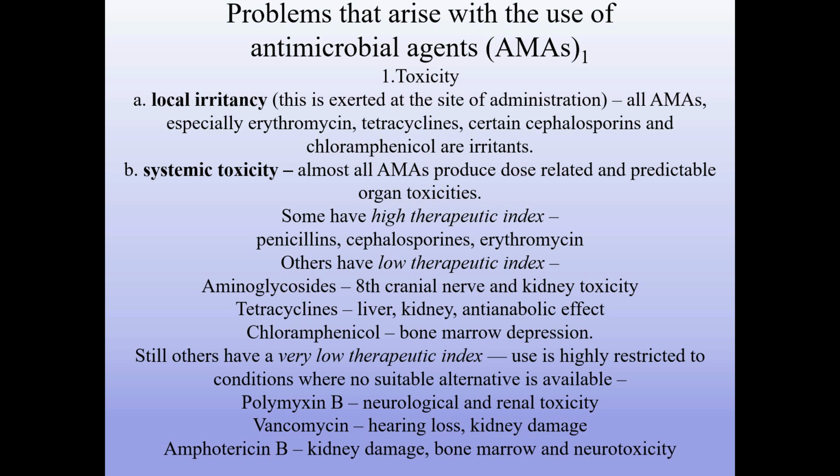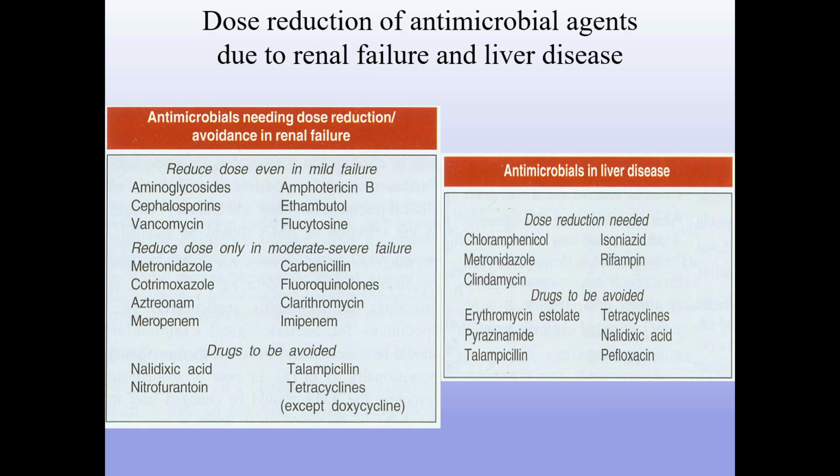Still others have a very low therapeutic index. Use is highly restricted to conditions where no suitable alternative is available. For example, polymyxin B can cause neurological and renal toxicity, vancomycin, hearing loss, kidney damage, amphotericin B, kidney damage, bone marrow, and neurotoxicity. In cases of renal failure and liver diseases, the dose must be reduced. In here you can see examples of reduction of dose in cases of renal failure and in cases of liver disease. In some cases of these pathologies, some drugs must be totally avoided.